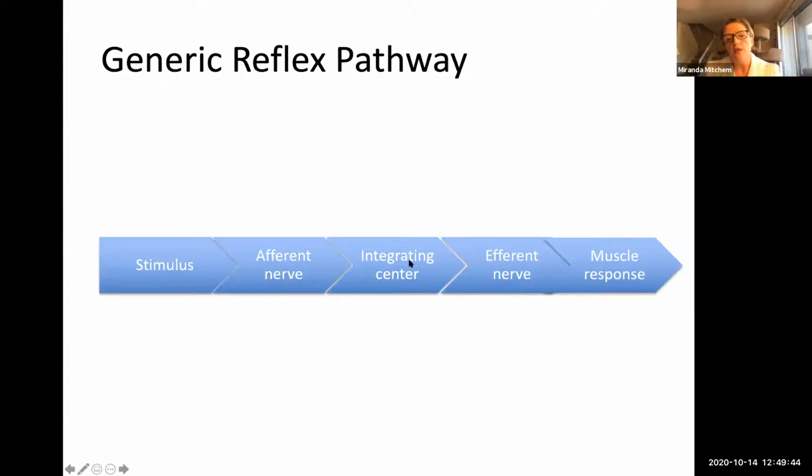The integrating center processes that information and then sends out through the efferent nerve the message that leads to the response, that effector response. So movement, with the example of touching something hot with our finger, the sensory nerves in the finger pick up that pain, that heat, send it into our spinal column where it's processed, and then out comes a muscle response to retract or pull the finger away from that burner. And it happens very quickly, as you may have experienced.